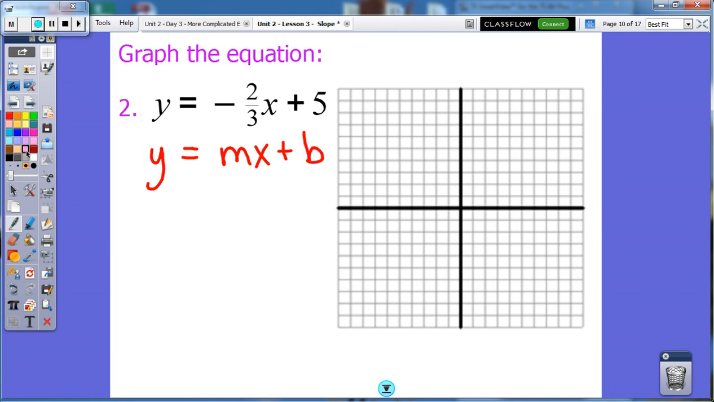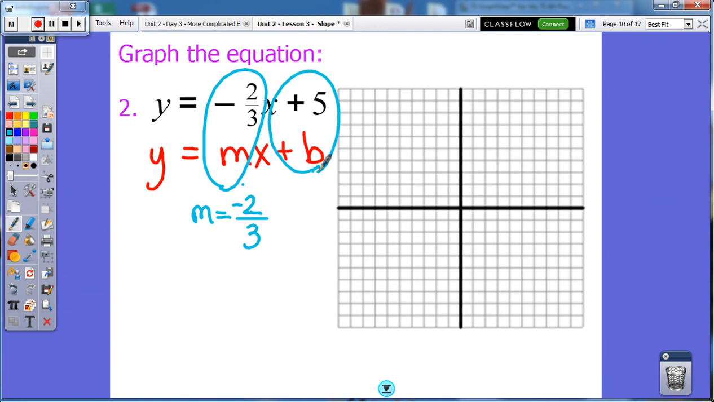Well, it's got the y alone, it's got a number in front of the x, and then something at the end. So right here, I know that my slope is -2/3. Right here, I know that my b is 5. Well guys, isn't my b my y-intercept? So my y-intercept is 5.